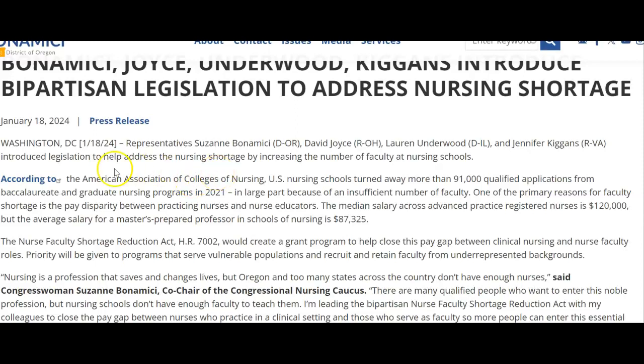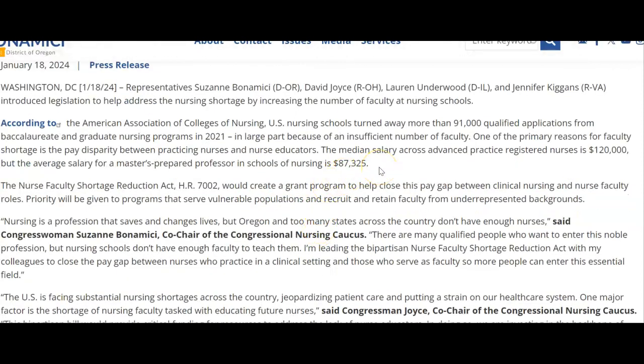So then I also understand that the American Association of Colleges of Nursing, the AACN, is involved in this. Perhaps one of my champions could be someone from there. U.S. nursing schools are turning away 91,000 qualified applicants. Why? Mostly because of an insufficient number of faculty. Why is there an insufficient number of faculty? Because of pay discrepancies. In clinical practice, one can make a lot more money than in nursing education.